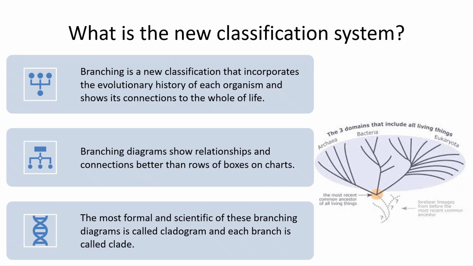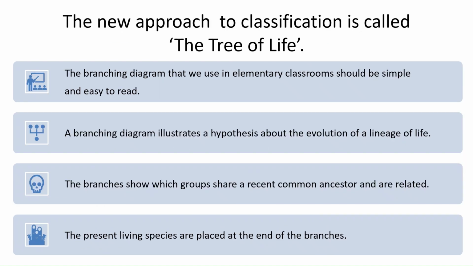What is the new classification system? Branching is a new classification that incorporates the evolutionary history of each organism and shows its connection to the whole of life. Branching diagrams show relationships and connections better than rows of boxes on charts. The most formal and scientific of these branching diagrams is called a cladogram, and each branch is called a clade. The new approach to classification is called the tree of life.